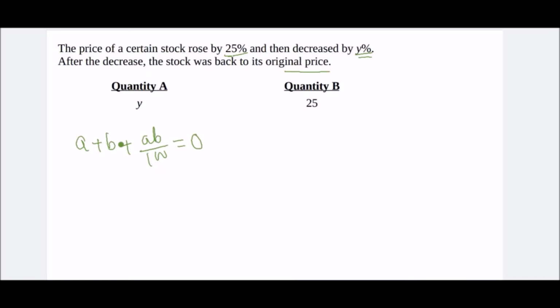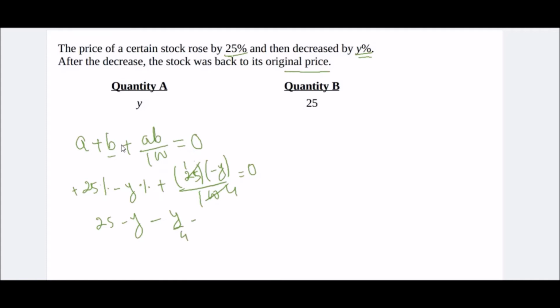So use this condition. A is considered 25%, that is an increase, so it will become positive, and B is the decrease amount y%, so that will become minus y%. So 25 plus minus y plus 25 times minus y divided by 100 is equal to 0. So 25 minus y, and this will become 25 1 and 25 4. 5y by 4 is equal to 0.